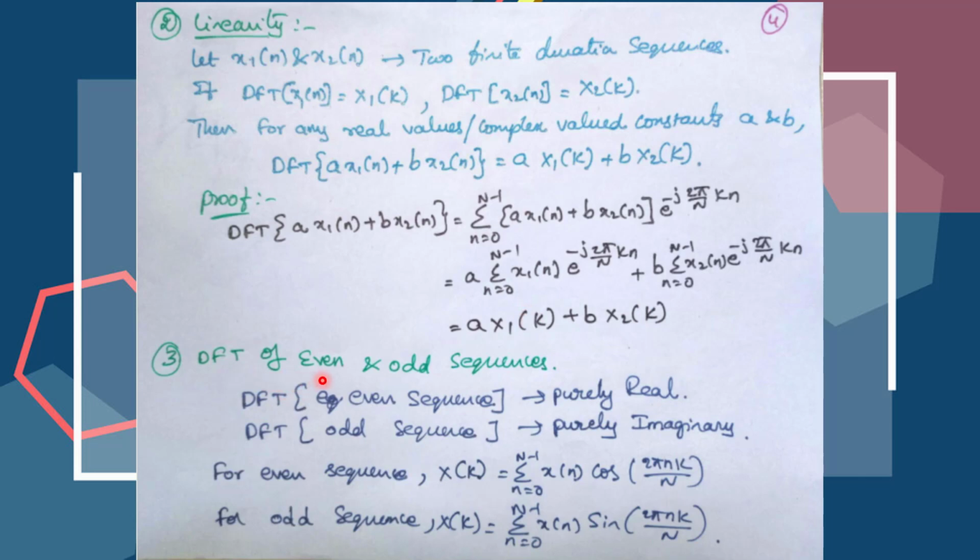Next, discrete Fourier transform of even and odd sequences. The discrete Fourier transform of an even sequence gives purely real terms. The discrete Fourier transform of an odd sequence gives imaginary parts. For an even sequence, X of k is obtained as the summation of x of n cos 2 pi n k by N. For an odd sequence, the discrete coefficients are obtained as the summation of x of n sin 2 pi n k by N.